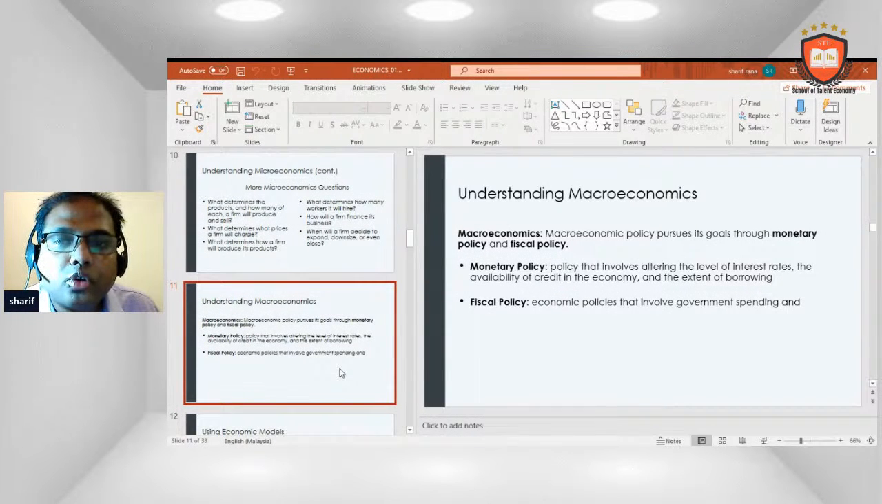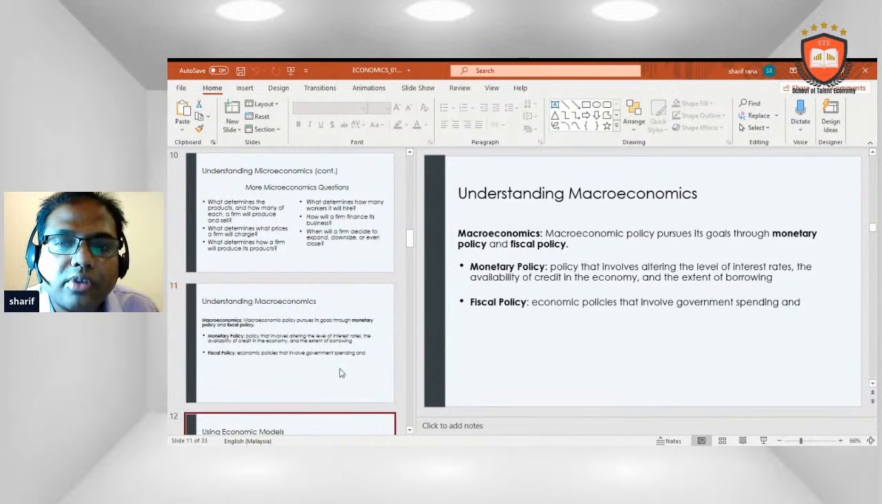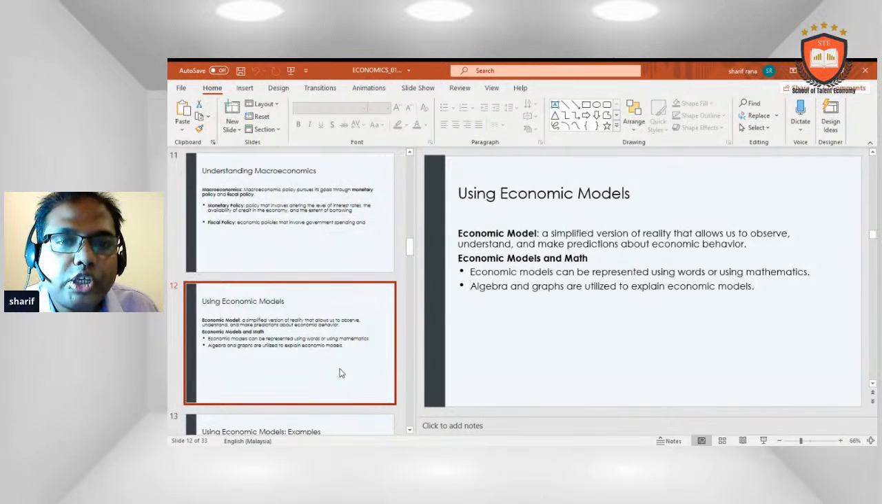Macroeconomic policy pursues its goals through monetary policy and fiscal policy. Monetary policy involves setting the level of interest rates, the availability of credit in the economy, and the extent of borrowing. Fiscal policy is economic policy that involves government spending. Using economic models.